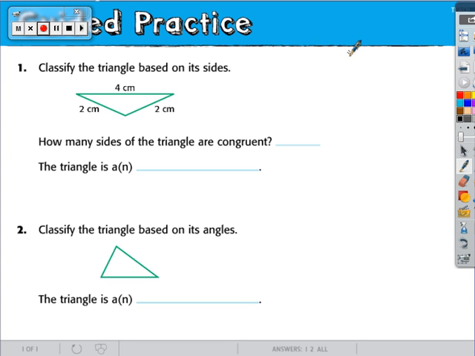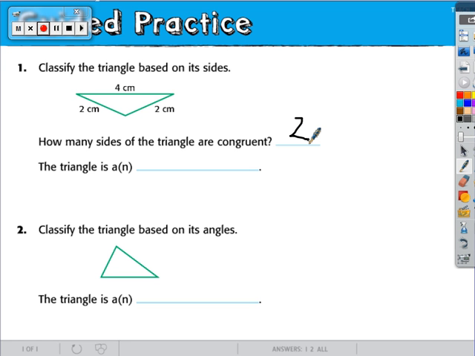Gibby, how many sides are congruent? You would have known that if you weren't talking to Angel, huh? So maybe one of you needs to move. So we have 2 congruent sides.